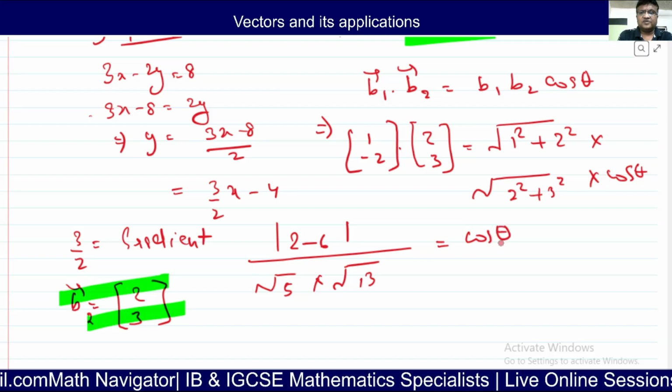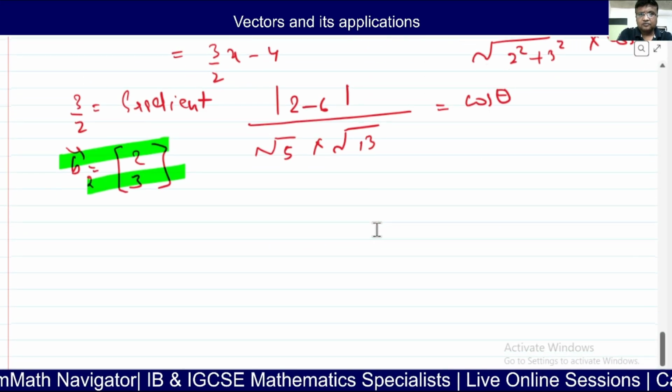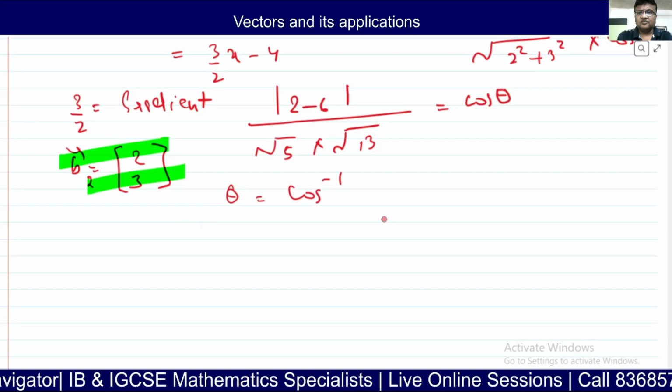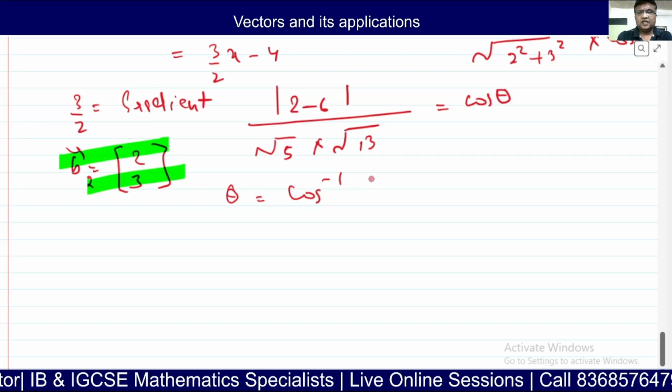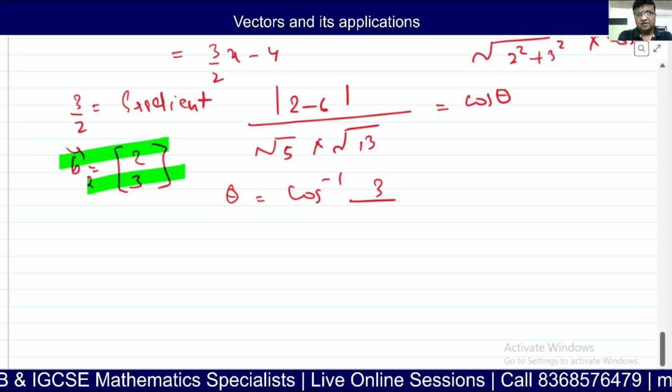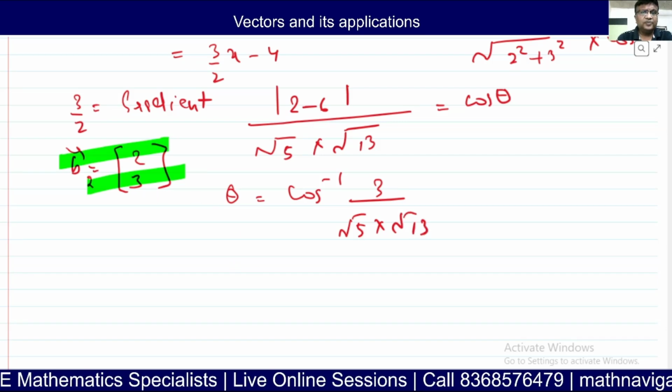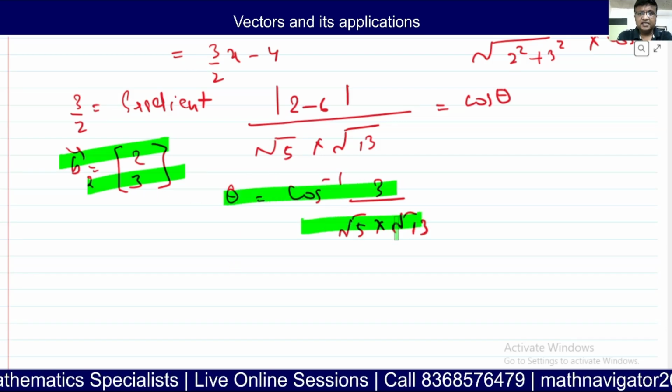And then you can obviously do theta is equal to cos inverse of 3 over root 5 times root 13. I hope this is clear to you, right?